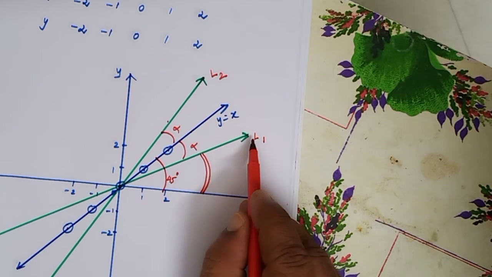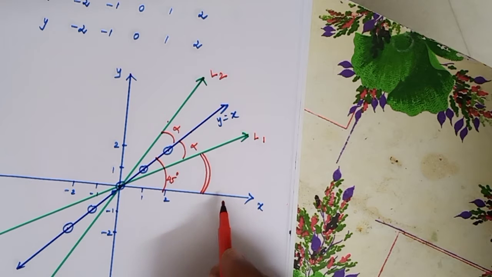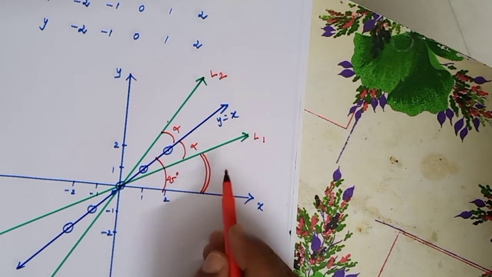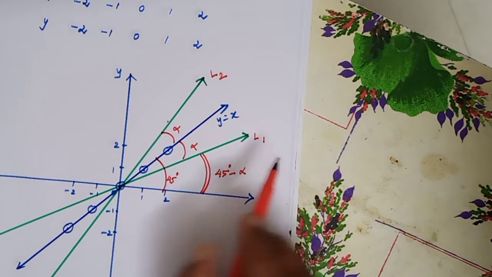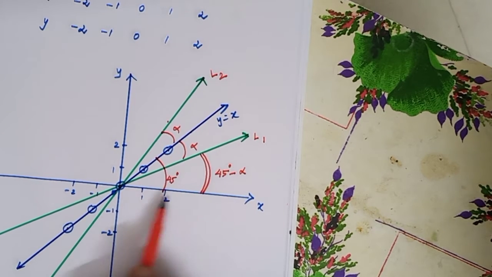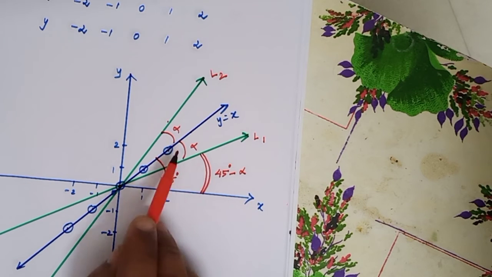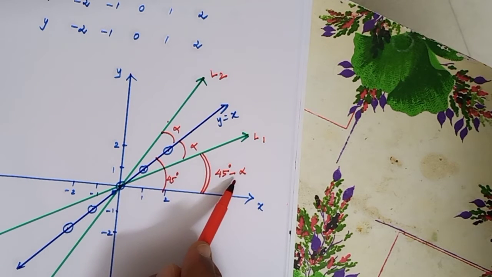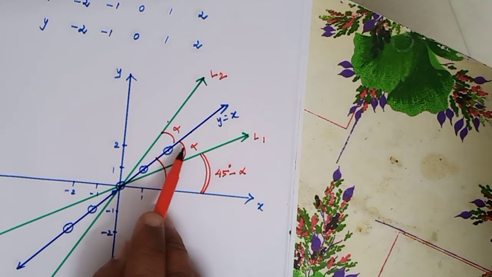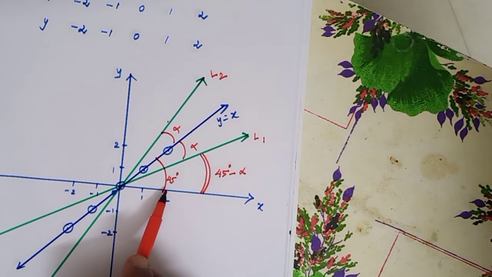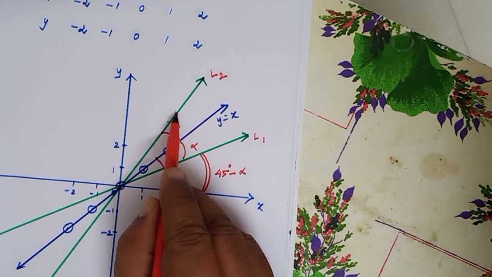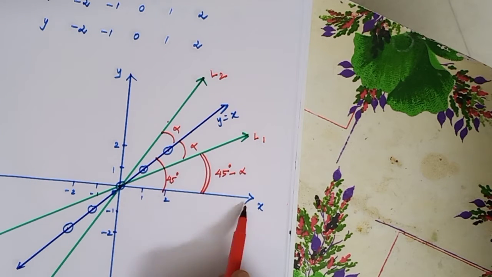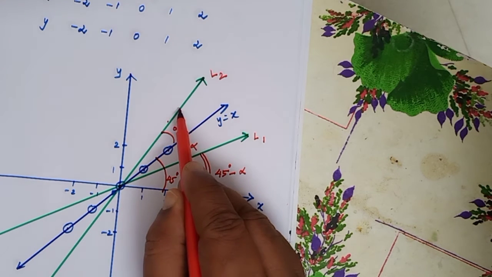This line L1 makes an angle 45 minus alpha. Correct? If you add these two, you will get 45 degrees, because plus alpha and minus alpha get cancelled. From here to here, the angle is 45 degrees. Next, the angle between line 2 and the x-axis, that is from here to here.